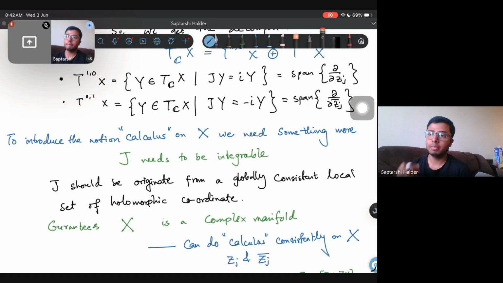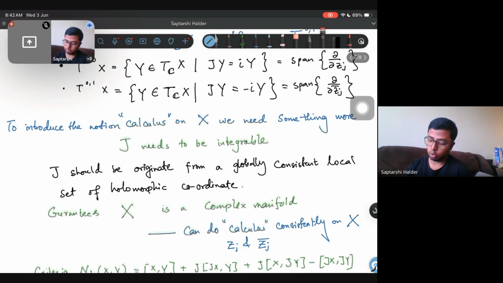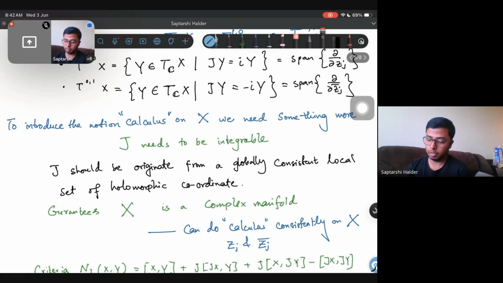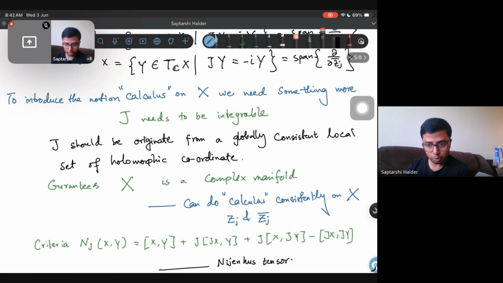Whether this can be defined globally on the whole manifold depends on whether J is integrable or not. If those things can be defined consistently on the whole manifold, then we call J integrable. This is basically the definition. This is the main step where we need J to be integrable to do all these analysis things or any further theory on the complex manifold. Any questions?